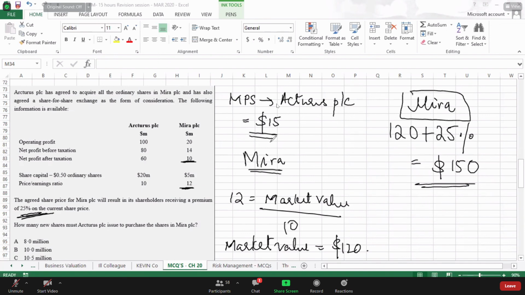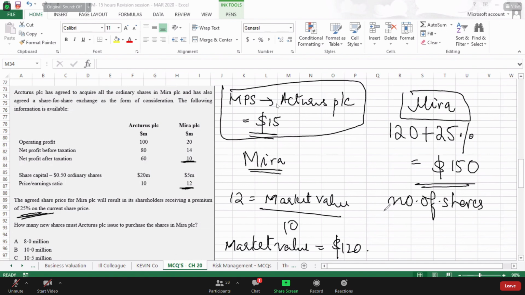So now I want to know the number of shares, and the market share price we have already calculated. So I just solved the equation. Is this clear, everyone? Because you know number of shares into market price of the share is equal to value. Value is 150. Market price of the share is 15. So how much is the number of shares? 10. Clear? Is it clear, everyone? Yes, ma'am.